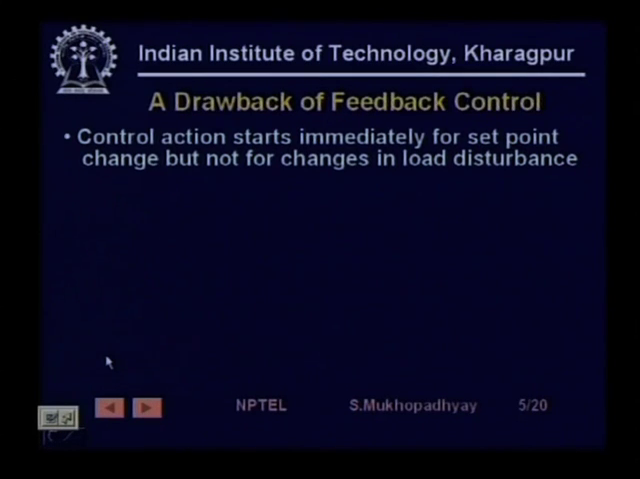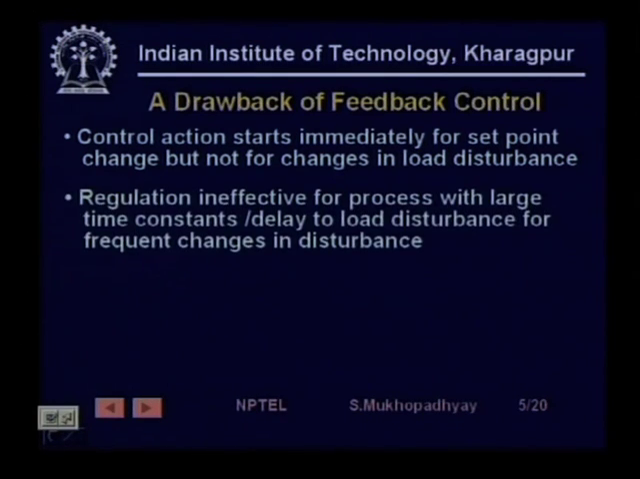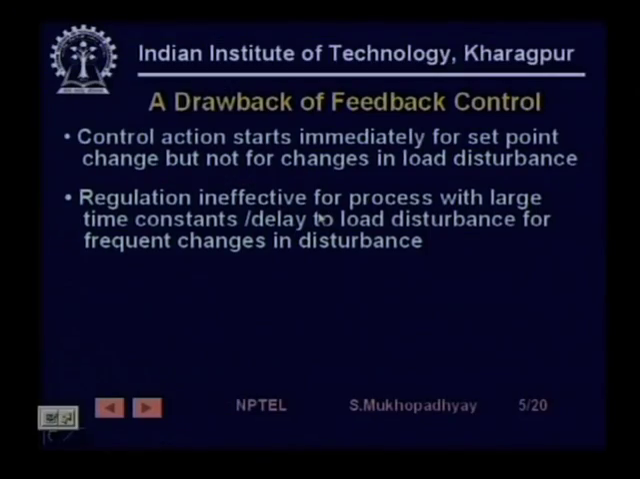We have the drawback of feedback control, that the control action starts immediately for set point change, but not for changes in load disturbance. Therefore, in processes where you have large time constants or delays such that a disturbance takes a long time to finally show its face in the output, your corrective action is going to be delayed. So, regulation will be ineffective because large errors may persist for long amounts of time. So, that is the problem.